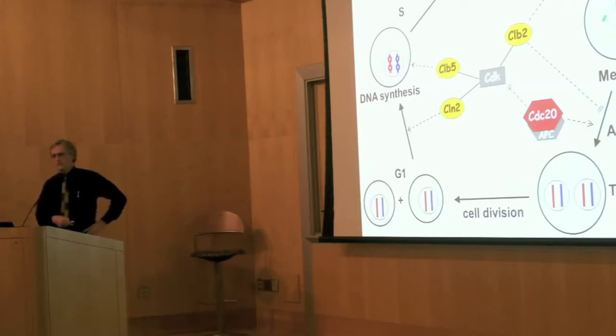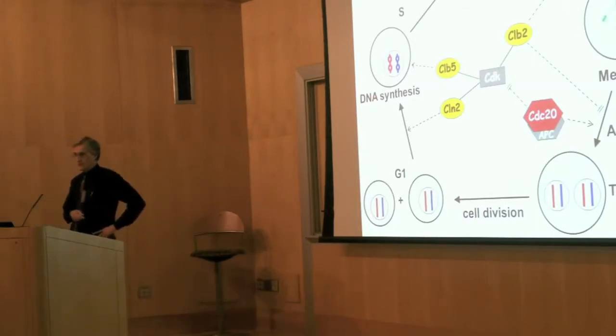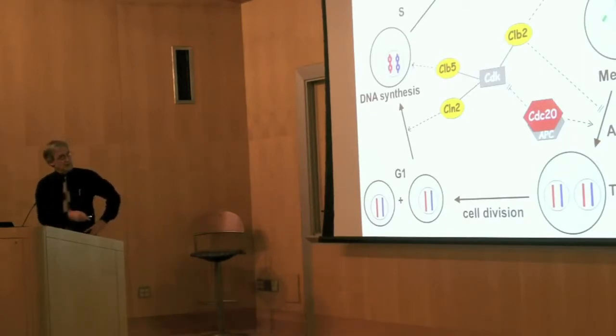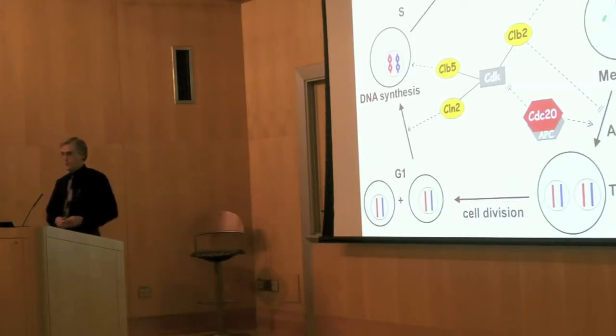destroys all these cyclins, the CLB2 and CLB5 and all the other B-type cyclins. They're degraded by the APC. And that releases this inhibition that allows the cells to exit mitosis, go back into G1.